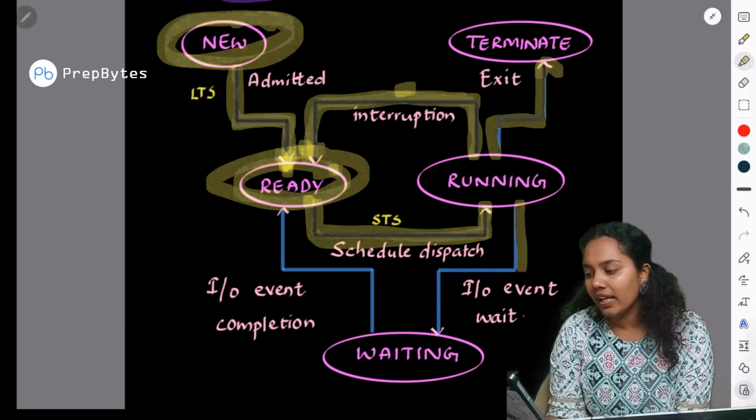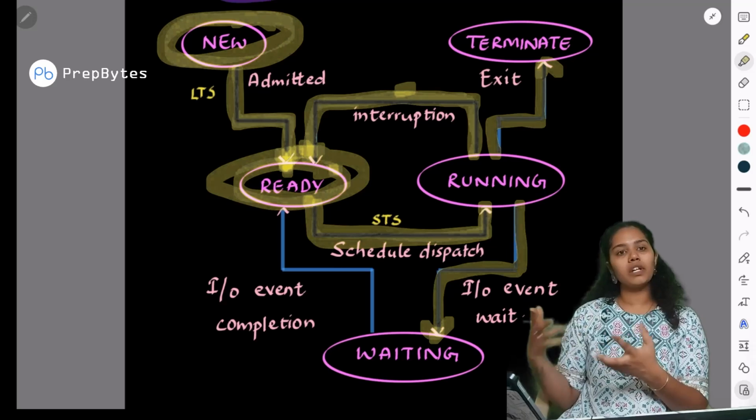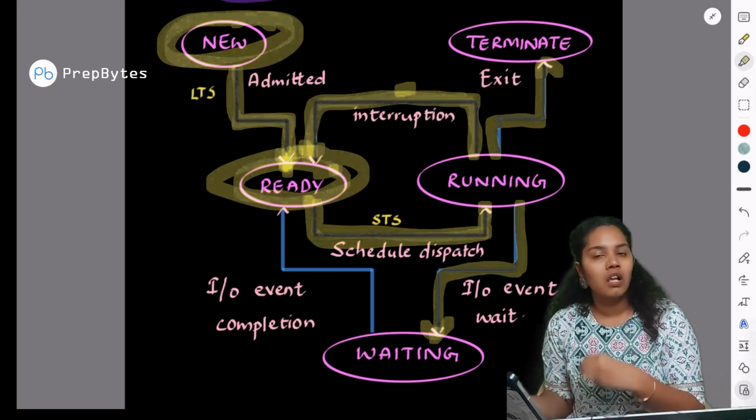And the third one is IO event wait, so input and output device events. Unless input and output devices are available for us, we cannot say anything.